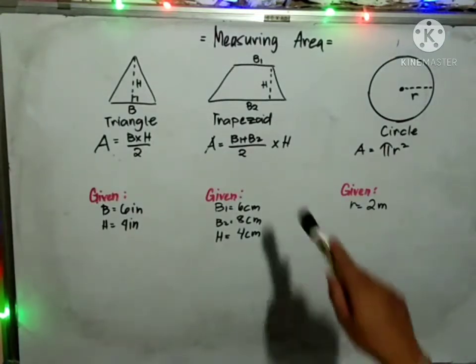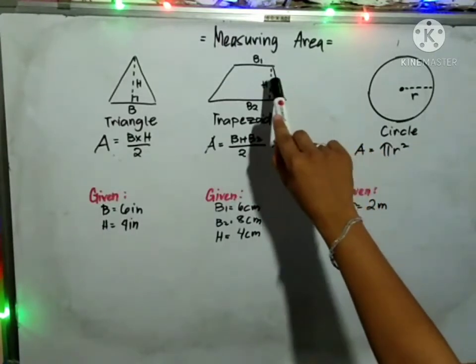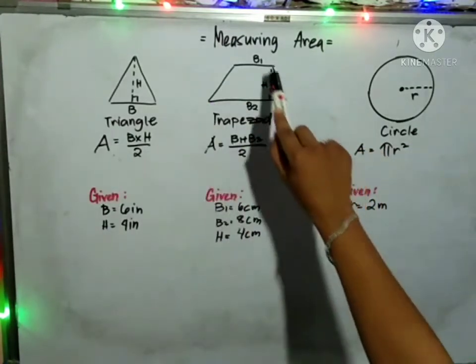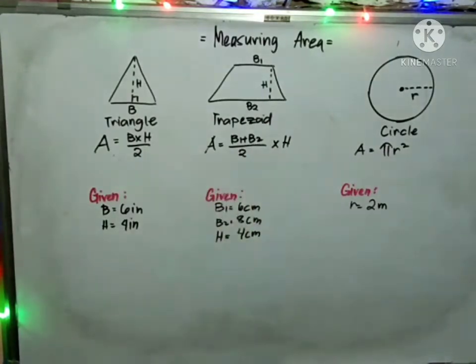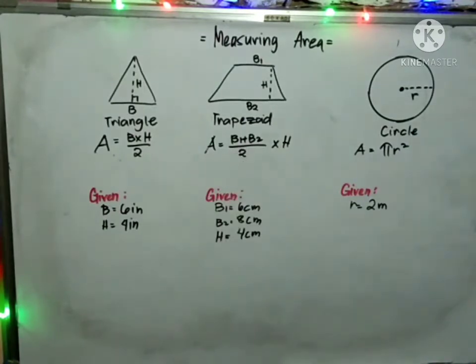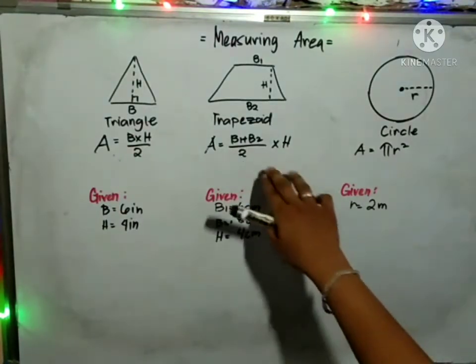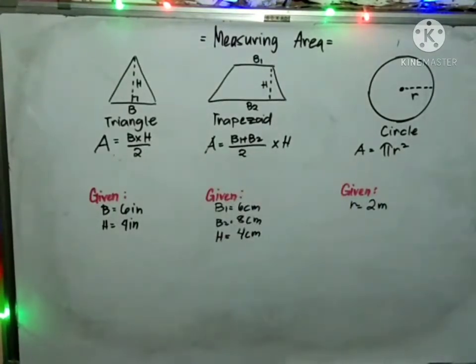Now, sa trapezoid naman, makikita natin meron tayong base 1, yung nasa taas, and yung base 2, which is parallel dun sa base 1, pag-a-addin lang natin sila. So, after natin i-add yung value ng base 1 at ng base 2, i-divide muna natin siya sa 2. So, kapag nakuha na natin yung quotient, multiply natin yung sagot dun sa height. Okay, so later, may example tayo niyan.